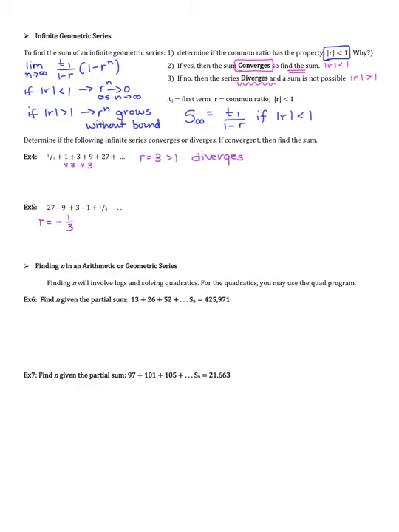Looks like we're taking 1/3 each time. So we know this one converges. What does it converge to? That's where we're going to find our sum.